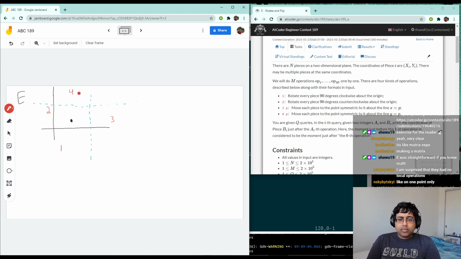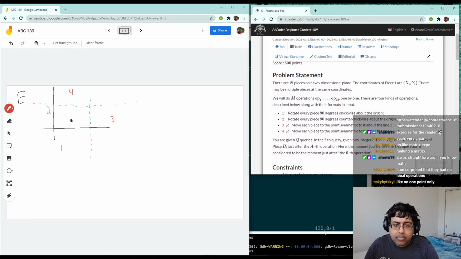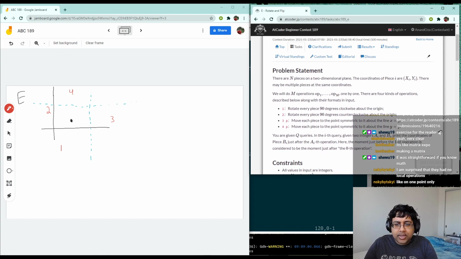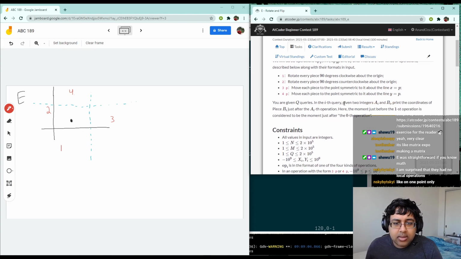So this already seems a bit complicated, right? And if we look at what they're asking, you operate on all the points each time. And then they're asking you, given a bunch of queries, to say what a given point was doing at a certain point in time.